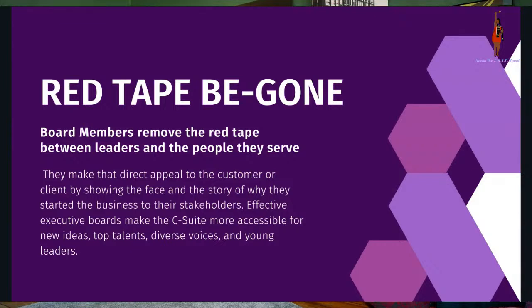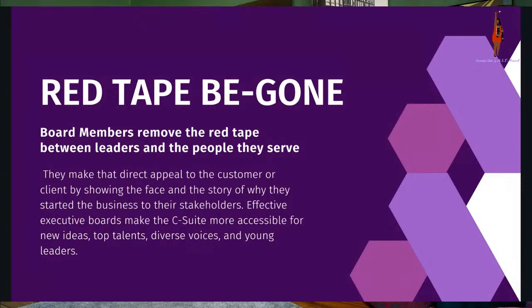Board members, y'all need to write this down. Remove the red tape between the members or the leaders and the people they serve. Okay? They make the direct appeal to the customer or the client by showing the face and the story of why they started the business to stakeholders. People in the community, donors want to know where their money is going and they want to know how this matters to you. Why are you a part of step 1, 2, 3? Is the question that most people wonder when they come and they join the nonprofit.